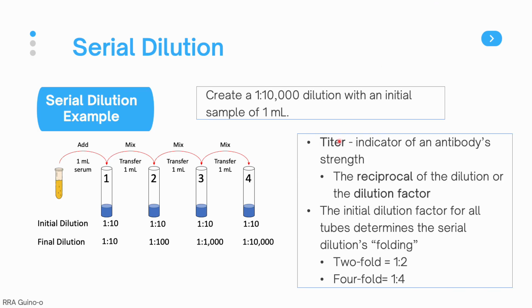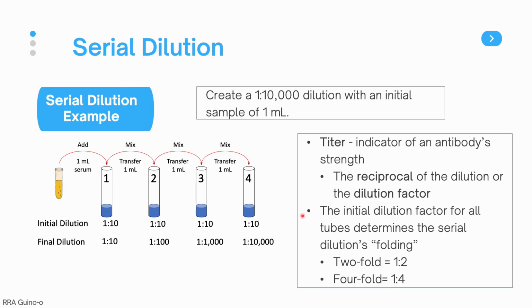When we do serial dilutions in the laboratory, it's usually to find out the titer of a patient. When we say titer, this is an indicator of the antibody's strength, and this is the reciprocal of the dilution or the dilution factor. So when we refer to titer, this is the same as our dilution factor. In this example, if you have a 1:100 dilution, the titer will be 100. If you have a 1:10,000 dilution, the titer will be 10,000. So again, titer and dilution factor are the same thing.